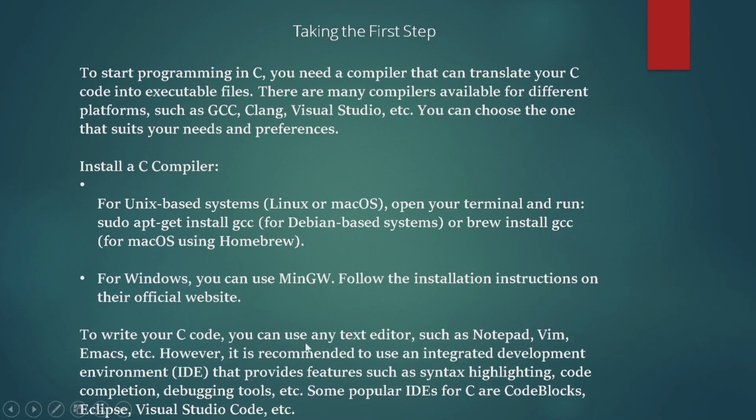To write your C code, you can use any text editor. You can use Notepad, Emacs, or Sublime Text. I'll be making use of Vim because that's what I prefer, but you can choose whichever you prefer. However, it is recommended to use an integrated development environment, an IDE, that provides features such as syntax highlighting, code completion, and debugging tools. Some popular IDEs for C are Code::Blocks, Eclipse, and Visual Studio, but I'll be making use of Code::Blocks because it suits my preference.